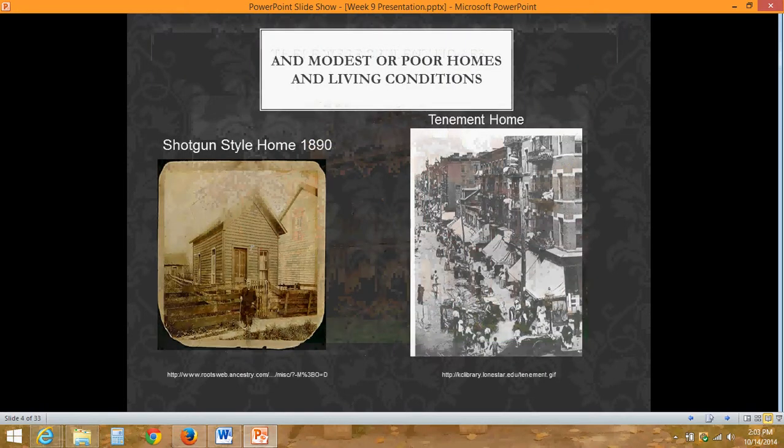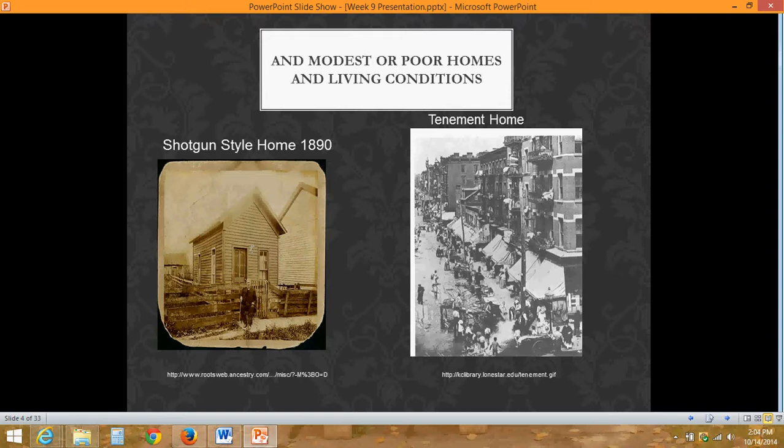But then you also have things like the shotgun style home of the 1890s. That's the very thin, long home. The idea of the shotgun home was that you could shoot a shotgun from the front door and the bullet would go straight out to the back door without hitting any obstructions. There were just doors after doors. Your living room was in the front, and then the kitchen, and then the bedroom, and that was it. Or you have tenement housing, which is apartment style housing in large cities.